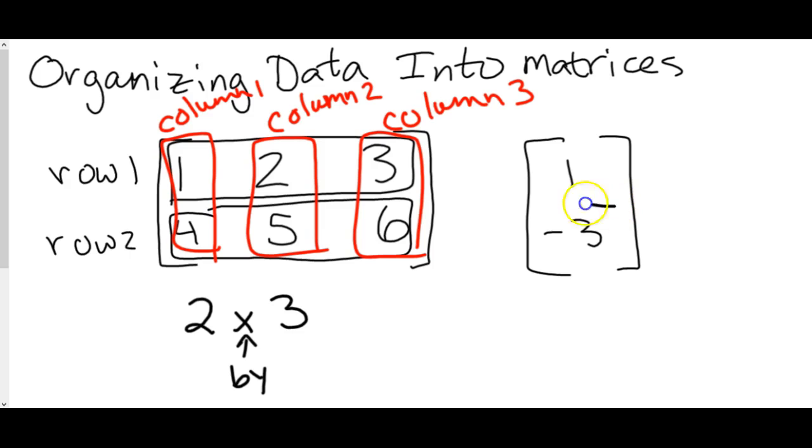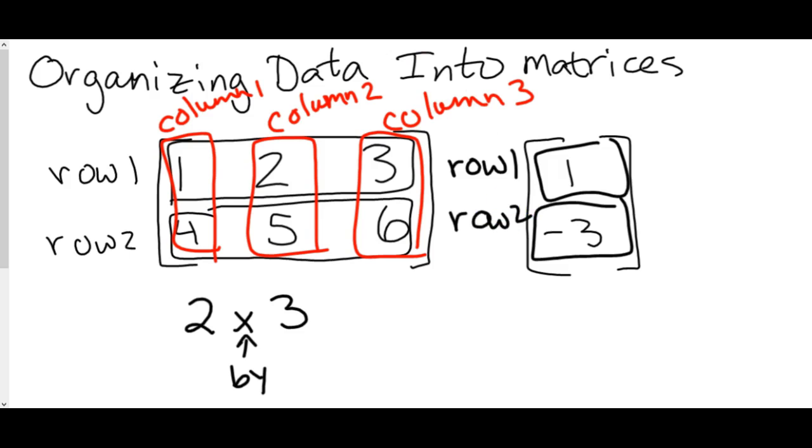For this smaller one, we have 2 rows again, row 1, row 2, but this time only 1 column, column 1. So this matrix would be a 2 by 1 matrix.